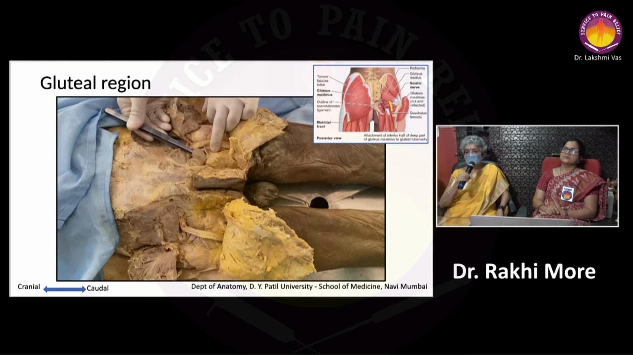See, as Rakhi showed you, the origin of gluteus is in two parts almost. One, the horizontal part which comes from the sacrum, and the other, a vertical part which comes from the iliac crest. So when you are doing needling, both these components have to be addressed properly.